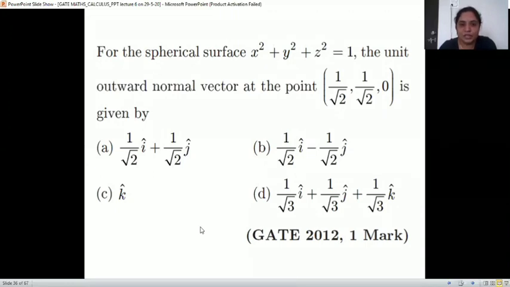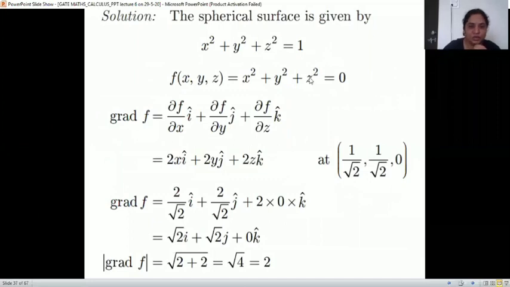For the spherical surface, x square plus y square plus z square equal to 1, the unit outward normal vector at the point 1 by root 2, 1 by root 2, 0 is given by. One surface is given and it is asked the unit outward normal vector at the point. So let me show you this answer.